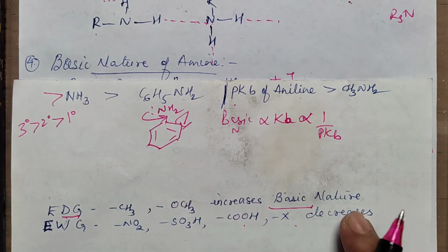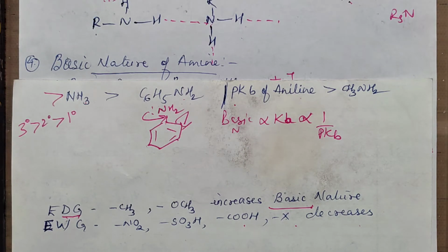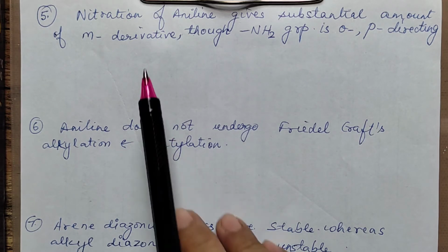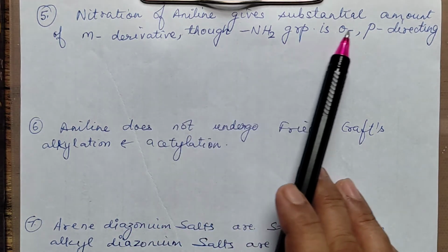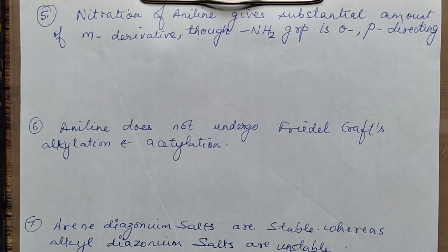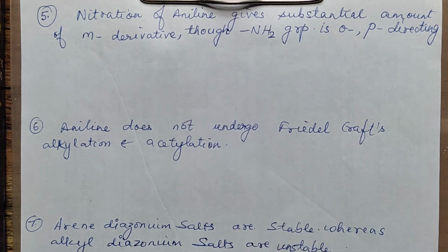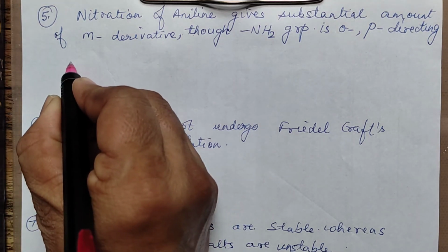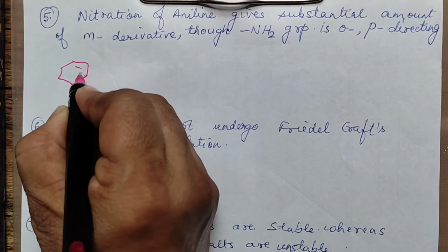We have some questions based on this backside question that we are going to discuss at the end. Clear? Now moving on to the next question. It says the nitration of aniline gives a substantial amount of meta derivative though the NH2 group is ortho-para directing. Why? So in this, you may write down the equation given in your book.